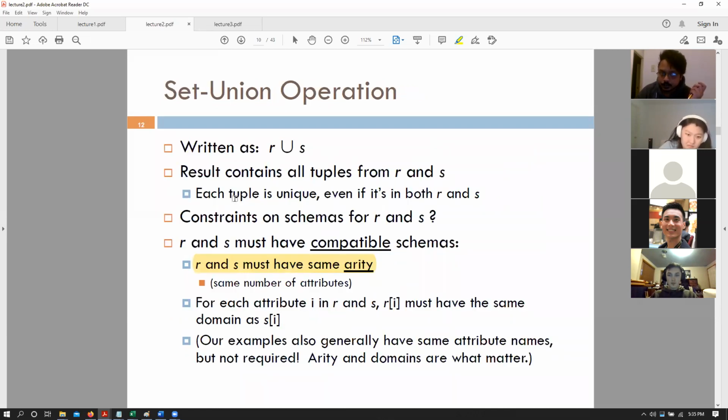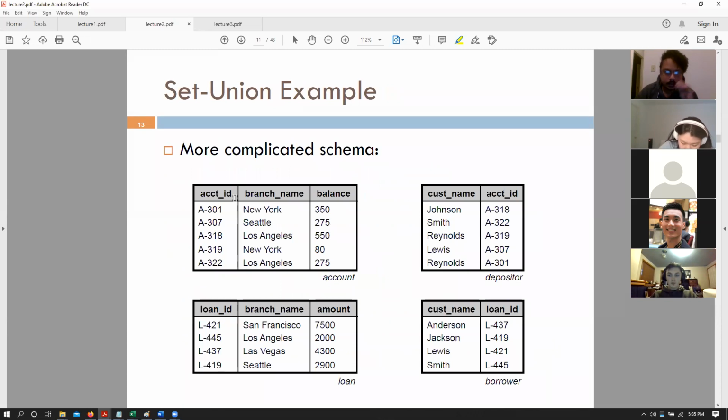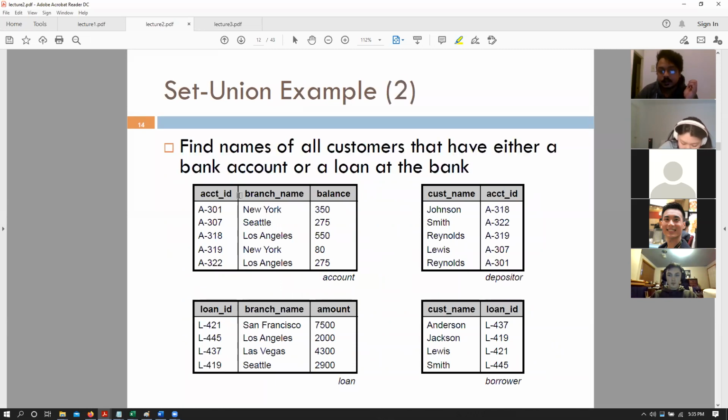We also talked about set union operations where we actually merge together two tables to form a larger table. So for example, we said find the names of all customers that have either a bank account or a loan at a particular bank, right? In that particular scenario, we would need, for example, the customer name. So customer name would be in these two relations, and we basically need a list of all of those customers that are either a borrower or a depositor, right?